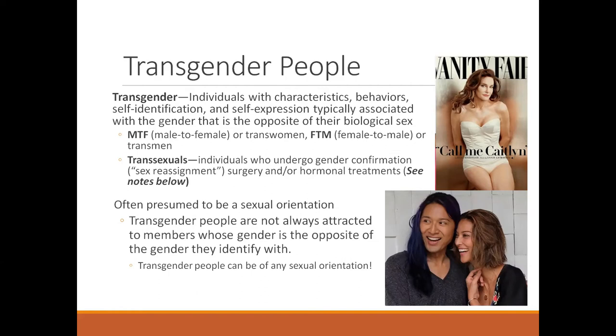Trans identity, like being transgender, is often presumed to be a sexual orientation. But in reality, transgender people are not always attracted to members whose gender is the opposite of the gender they identify with. I put here some examples of members of the trans community who are also involved with members of the same gender. So, for example, Caitlyn Jenner is engaged to another woman. So you have a relationship between a trans woman and a cisgender woman.